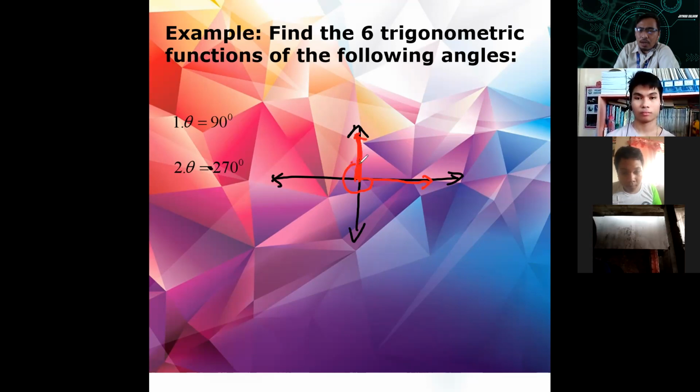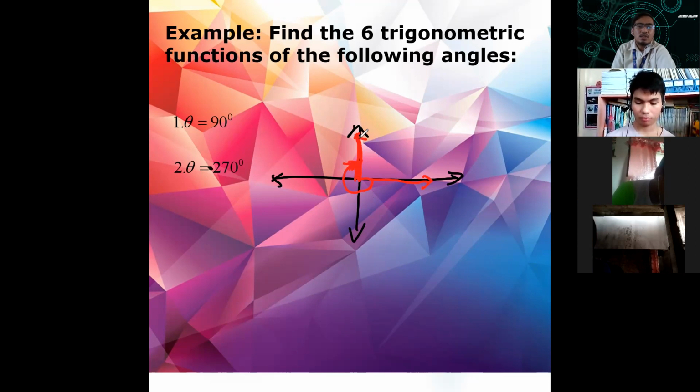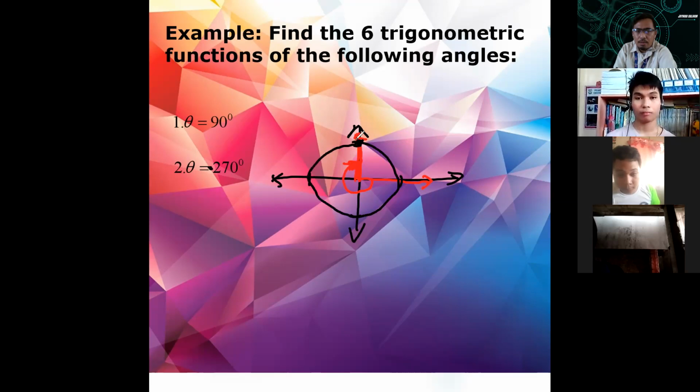And this is your angle. So this is your terminal ray. So if you are going to plot your unit circle, it must be somewhere here. This is your unit circle. And if you look here, the terminal ray is here. The terminal point is here, because that is the intersection between your terminal ray and your unit circle.